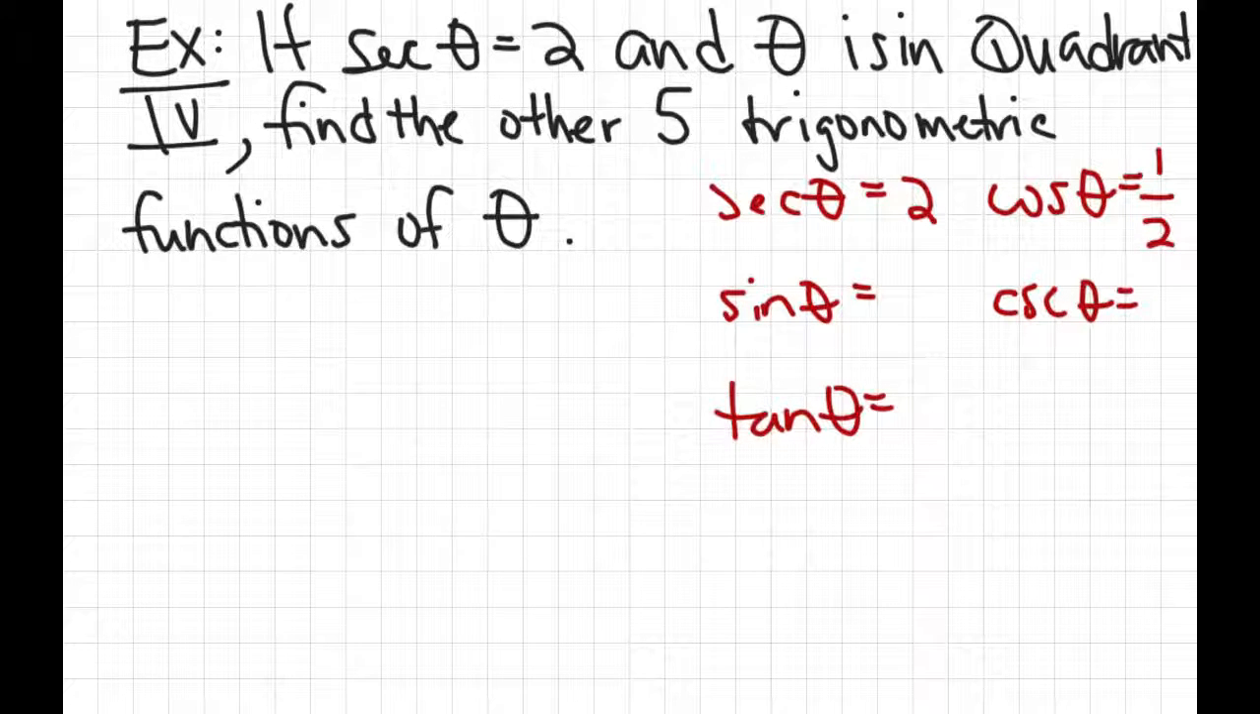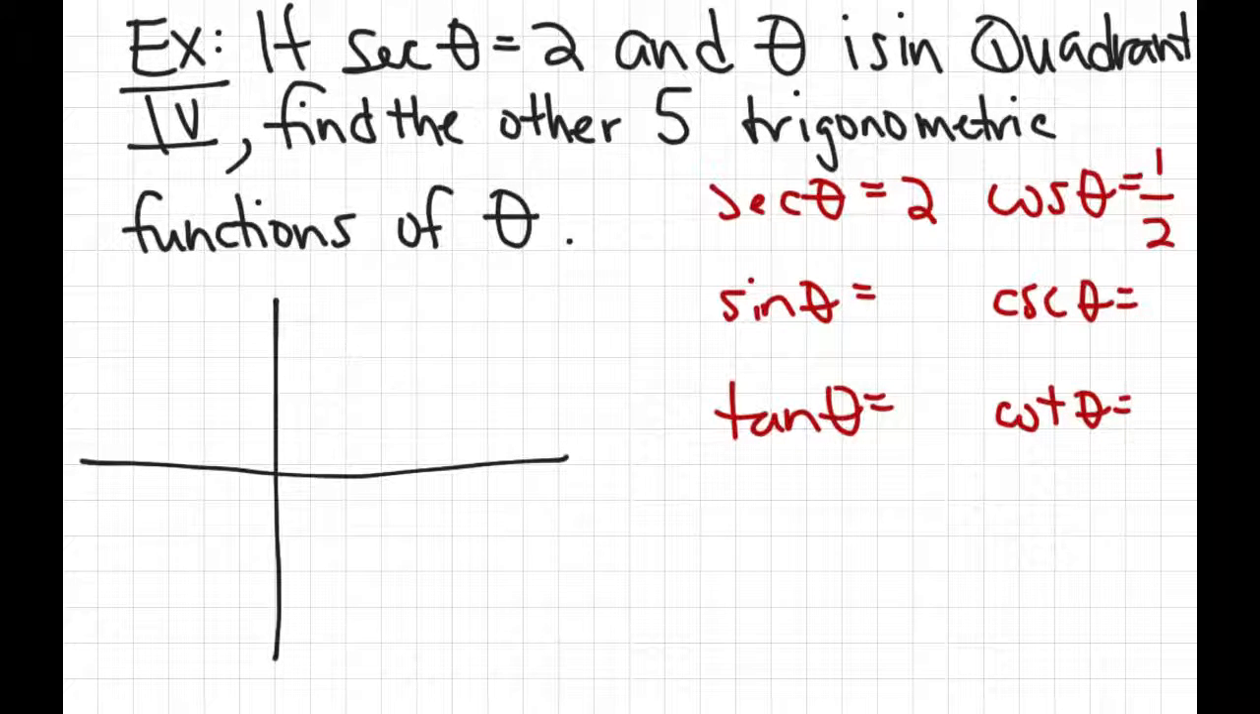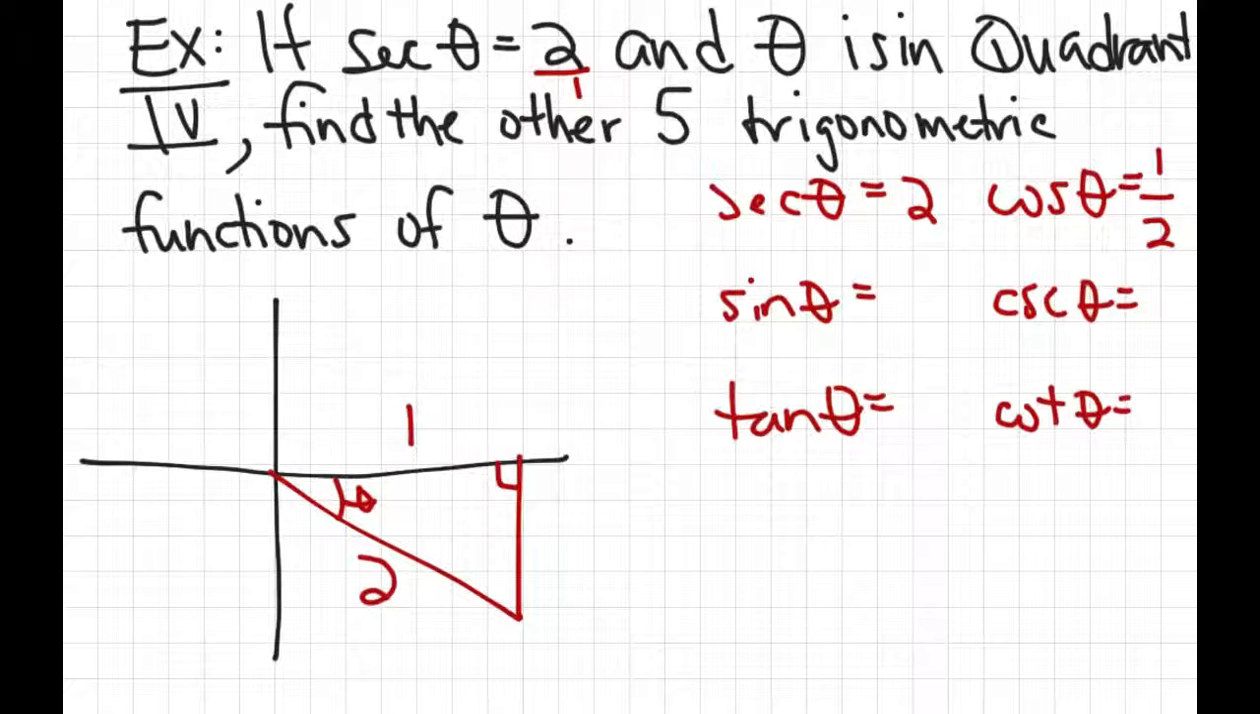And what I'm going to start with is drawing a picture of a triangle in quadrant 4. So here's my coordinate plane. Here's my terminal ray in quadrant 4. So here's my triangle with theta over near the origin. The secant is really 2 over 1, and the cosine is 1/2. Cosine is adjacent over hypotenuse.